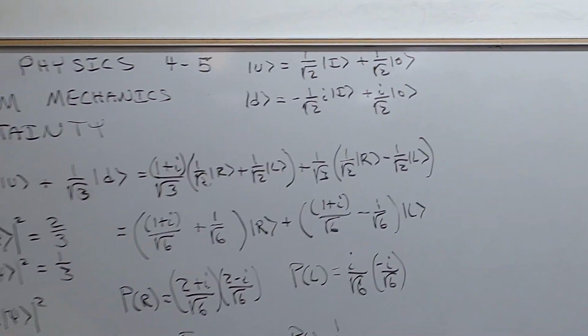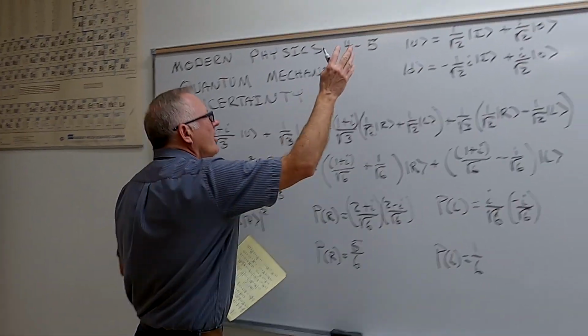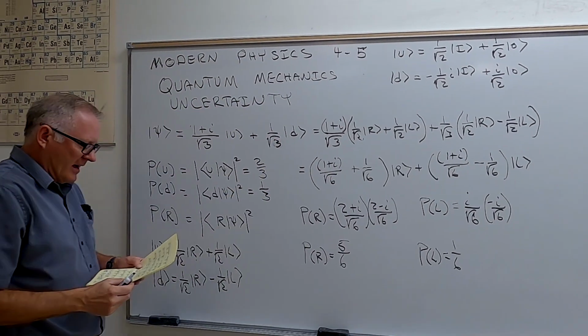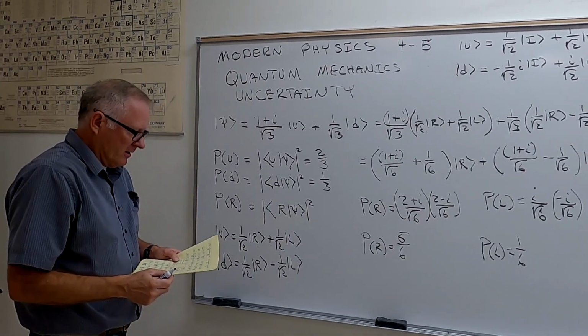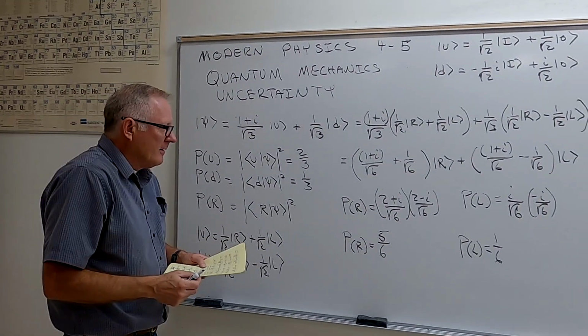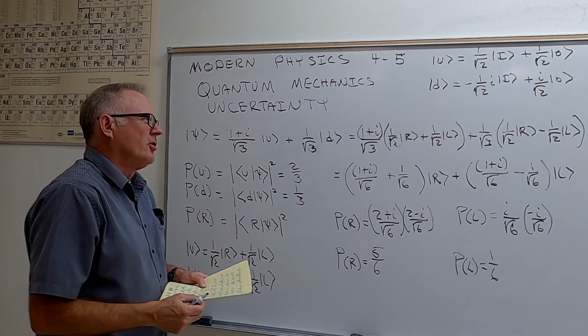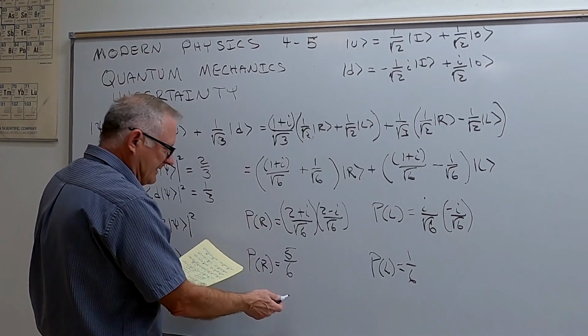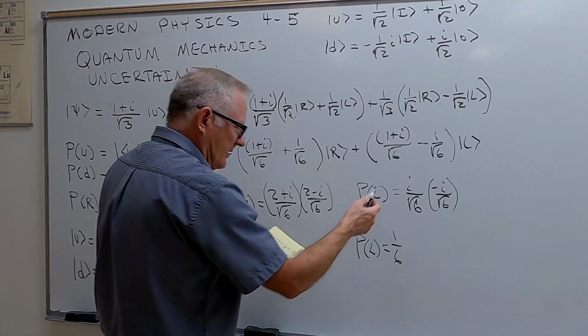Okay, so I could have taken those two and plugged them into here and here, and we could have gotten that one too. I'm not going to do it. I'll just tell you the probability of in is 1/6, and the probability of out is 5/6.